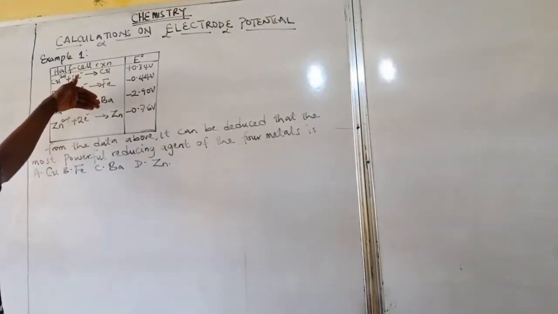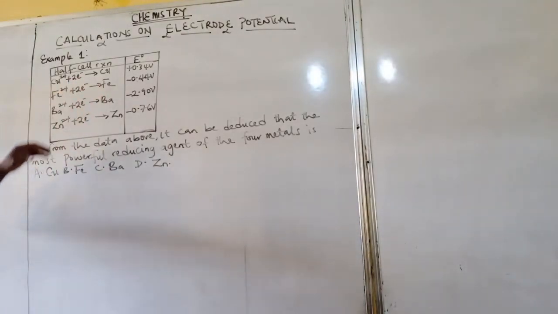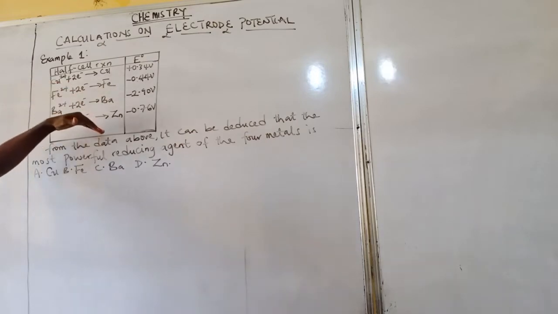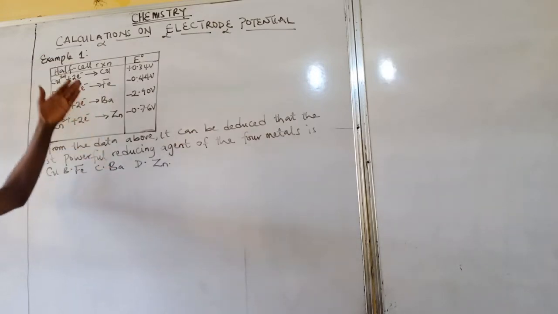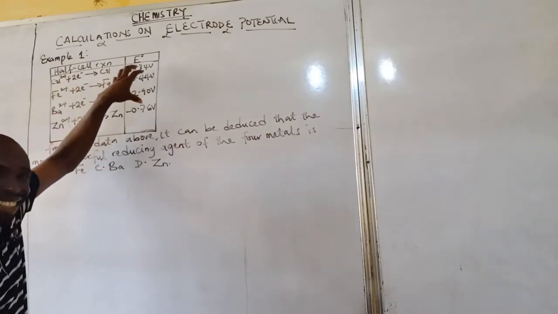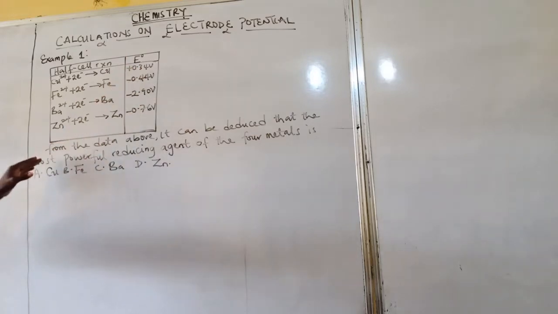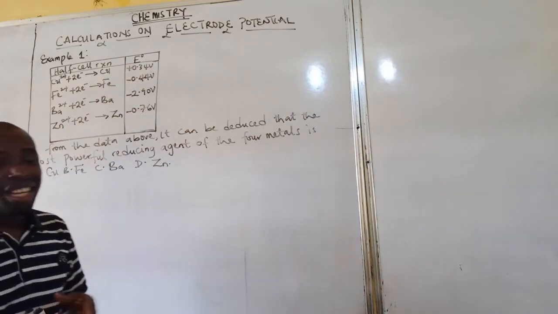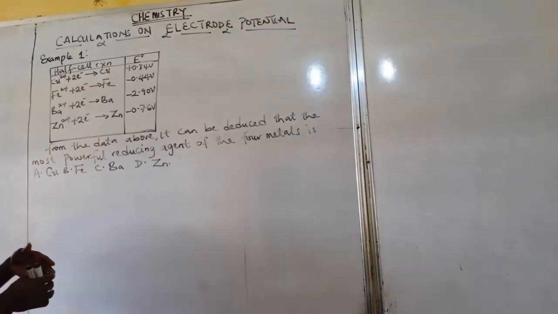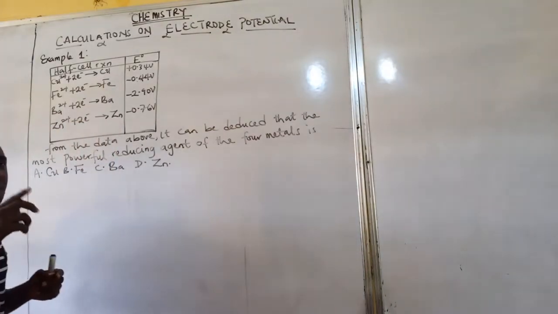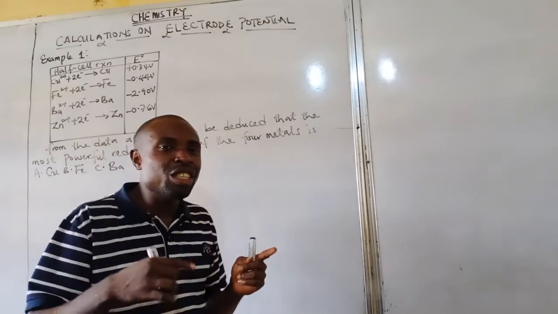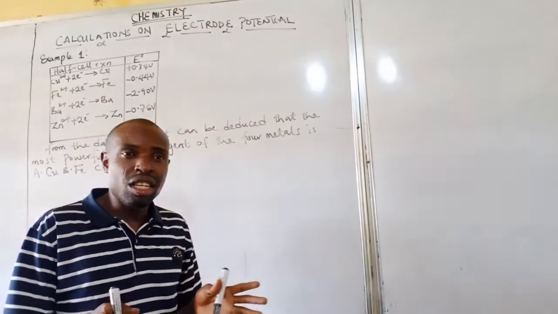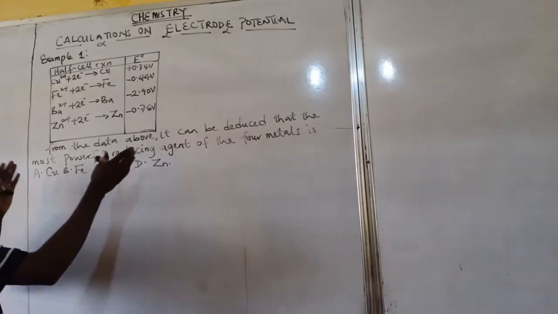Now, a question was given to us, example one, giving you the half-cell reactions of various metals and their standard electrode potentials. The question says, from the above data, it can be deduced that the most powerful reducing agent of the four metals is. Now, simple. How do we analyze such a question?